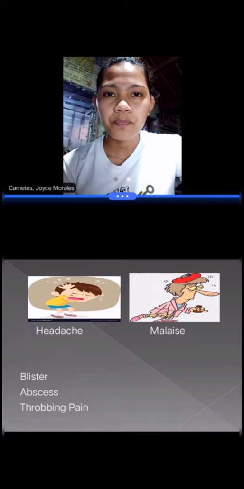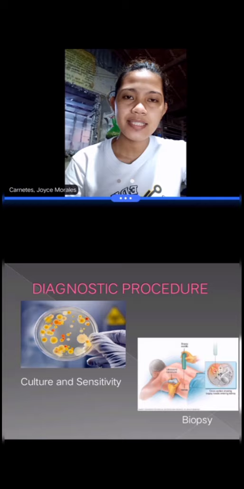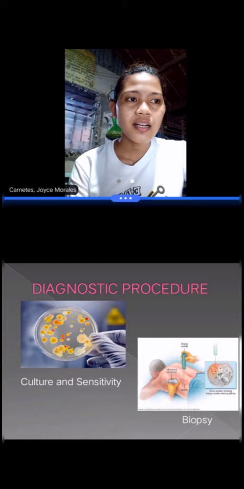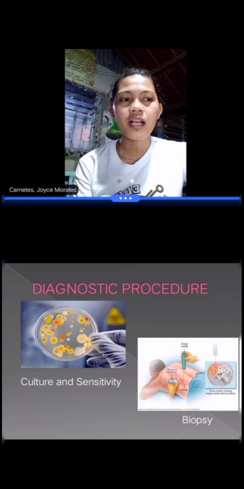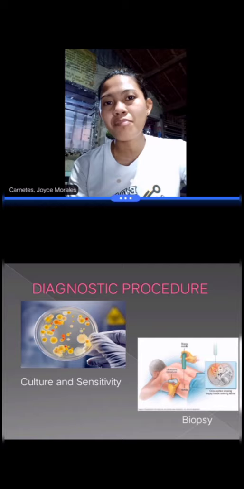The diagnostic procedure is culture and sensitivity. It refers to laboratory techniques that allow a disease-causing microorganism to be identified. A culture is a test to find bacteria or fungus that can cause infection, while the sensitivity is a test that checks to see what kind of medicine will work best to treat the illness or the infection.